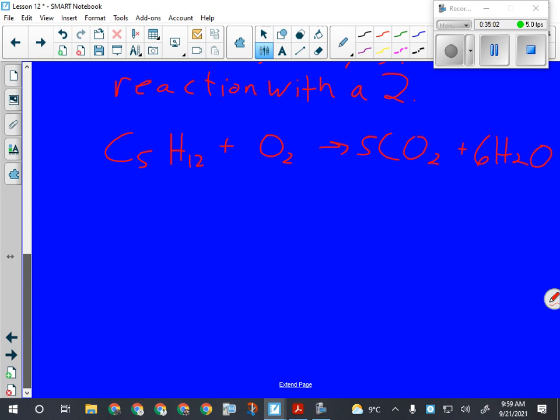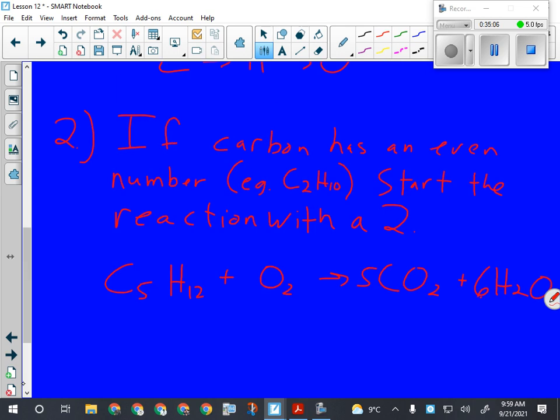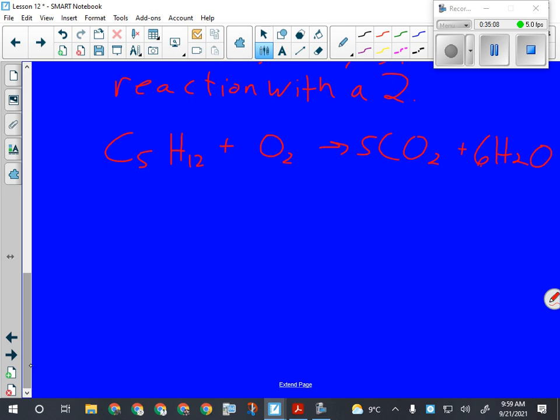So now if I balance my oxygens, 5 times 2 is 10, plus 6 more is 16. 8 times 2 is 16, and I'm done. I don't need the 2 if I have an odd number of carbons. If I have an even number of carbons, I have to start with a 2 to make it balance. These rules only apply to combustion reactions. We'll go over how to balance all the other types tomorrow.